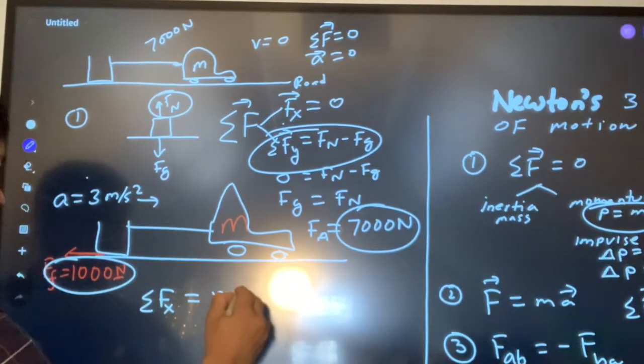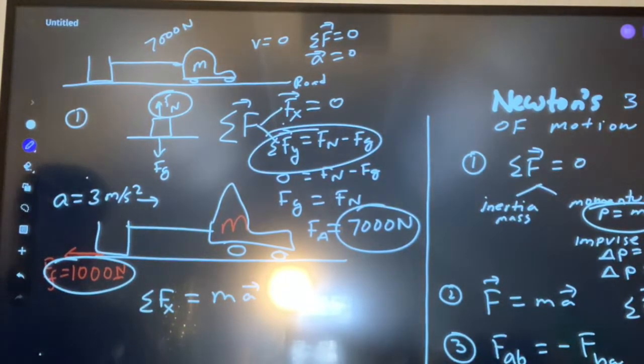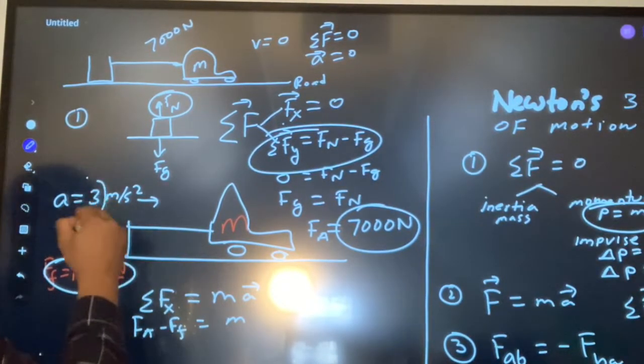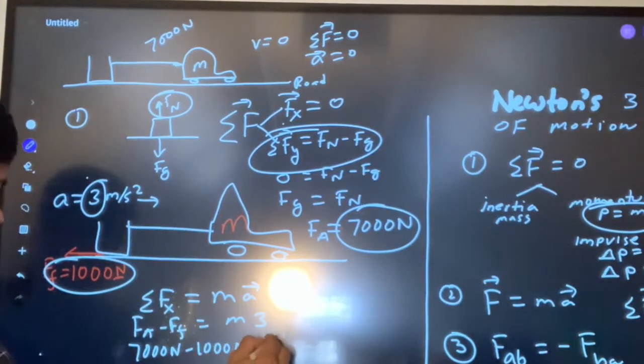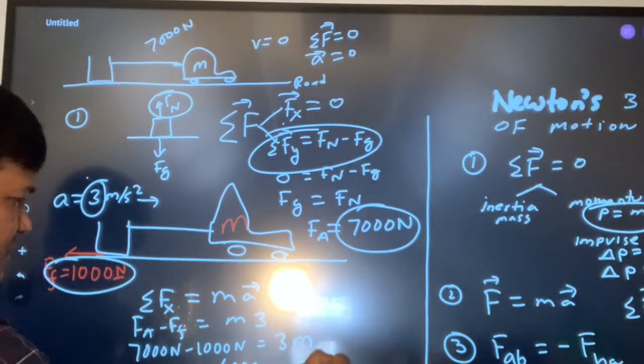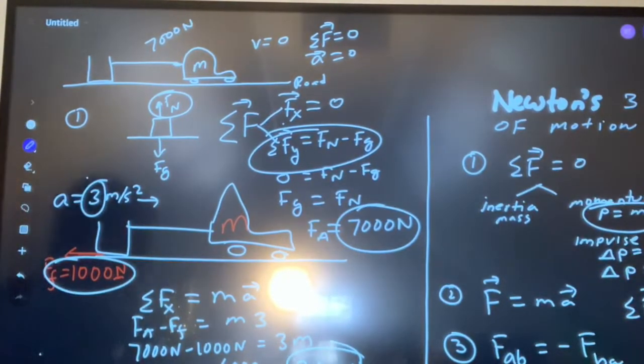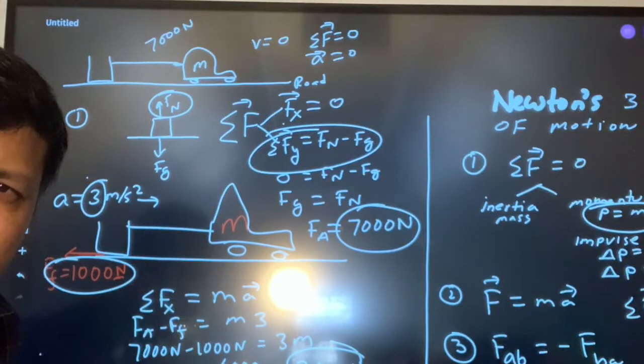MA. Okay, so what are the forces at the x direction? FA minus FF is equal to M, A is 3. All right, so FA is 7,000 Newton, FF is 1,000 Newton, is equal to 3M. So the mass of the car is 6,000 over 3. So the mass of the car is 2,000. Yep, so Newton's second law allows us to find the mass.